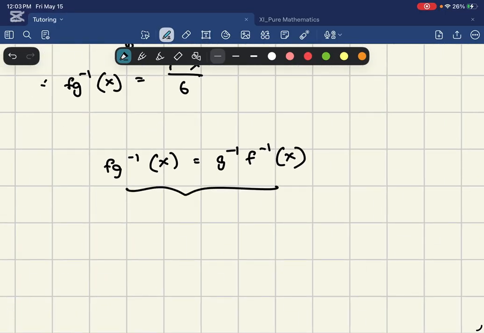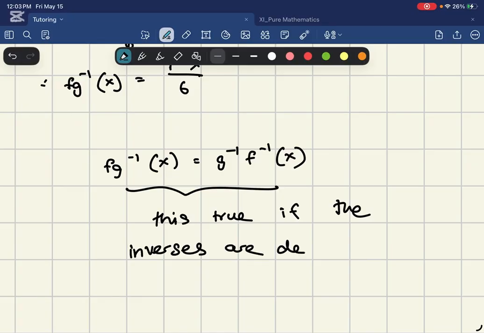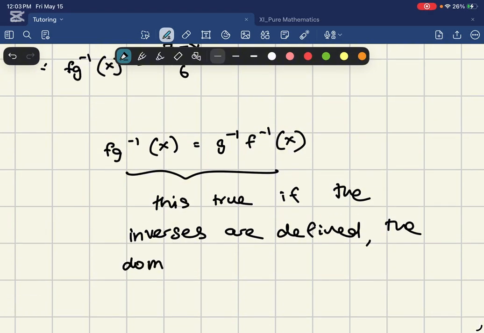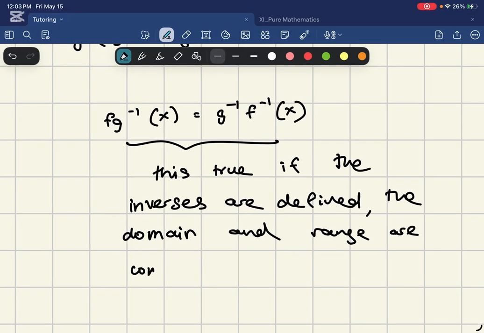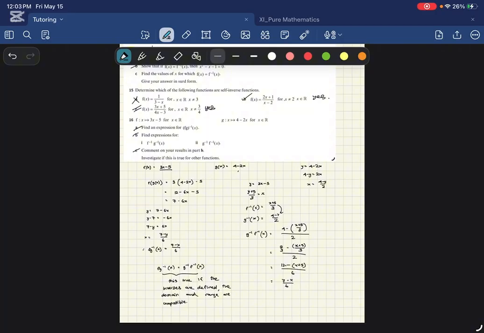And this is true if the inverses are defined, the domain and range are compatible. So if these conditions are satisfied, then yes, this result will be true.